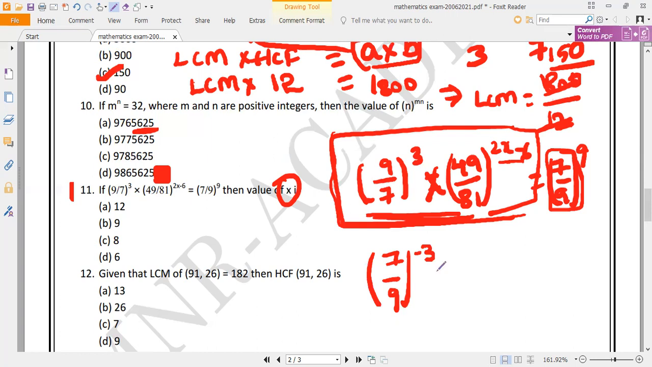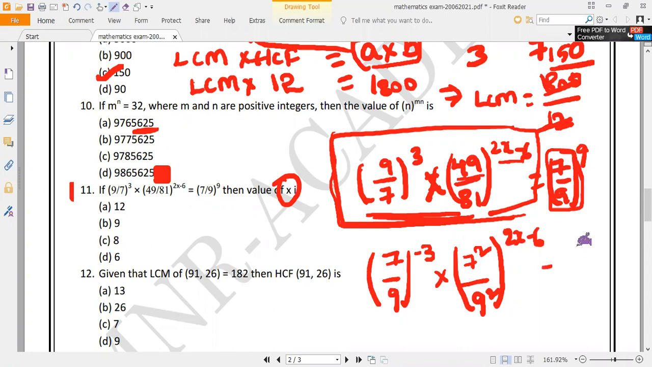Next, 49 we can write in terms of 7 square by 9 square. 7 square by 9 square, and 81 we write in the form of 9 square. Any doubt, anyone? No, ma'am. Power 2x minus 6, which is equal to (7/9) whole power 9.